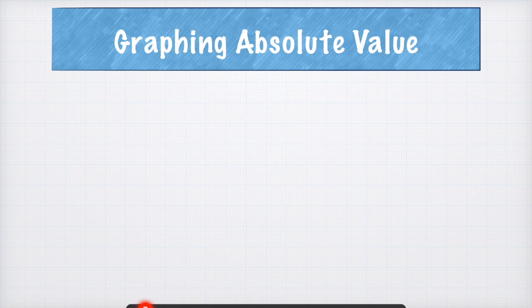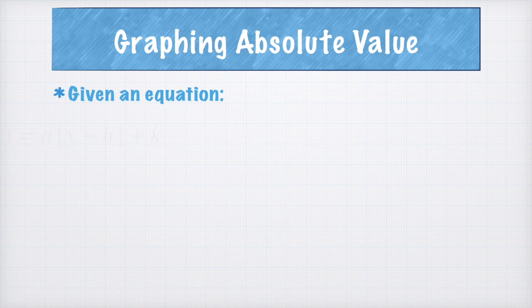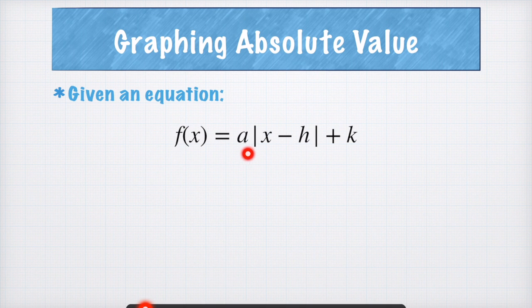Well, if you look for graphing absolute value equations, you're going to notice it's exactly the same thing. Given the equation, and here's the equation, f of x is equal to a times the absolute value of x minus h.